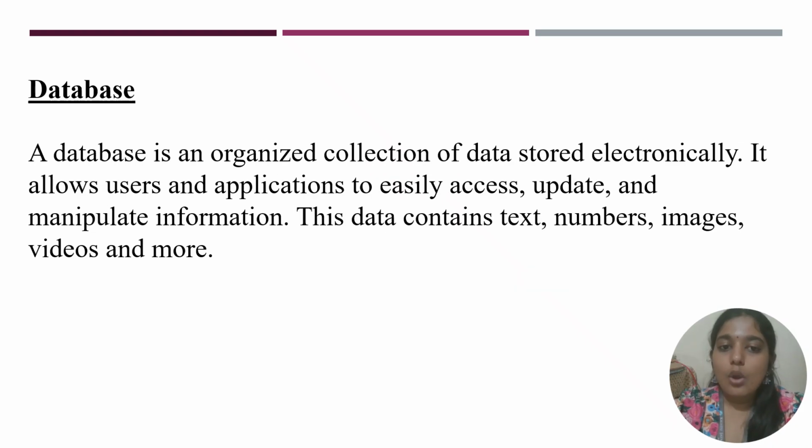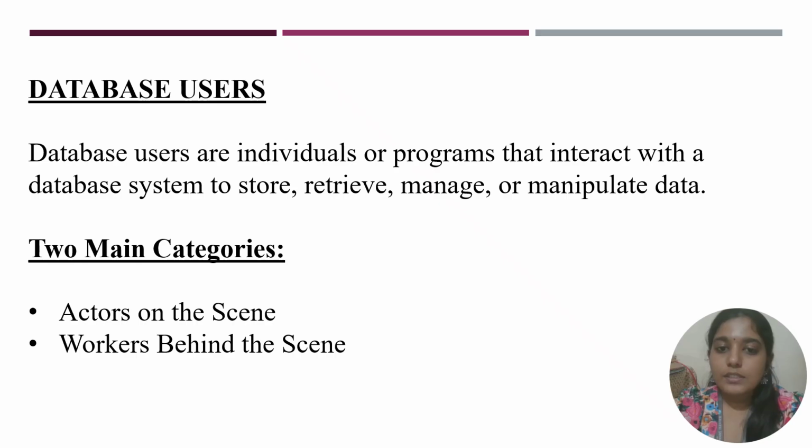And next one is database. So database is an organized collection of data that is stored electronically. So it allows users and applications to easily access, update, and manipulate information. So it can be anything like text, numbers, images, etc. Next one is database users. So database users are individuals or programs that interact with the database to store or manipulate data.